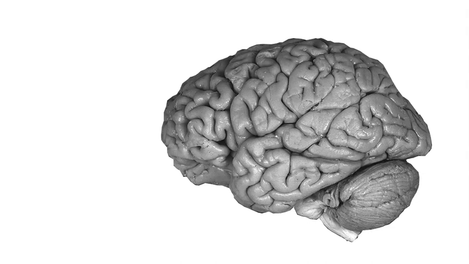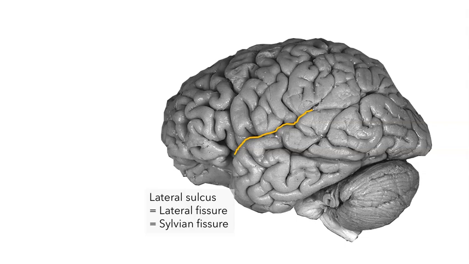So can we then look for gyri or sulci that will separate the lobes? We can. One important landmark is called the lateral sulcus. It's also called the lateral fissure because it's a deep fissure. It's also called the Sylvian fissure, named after the anatomist who first described it. And this separates the temporal lobe from other parts of the brain.